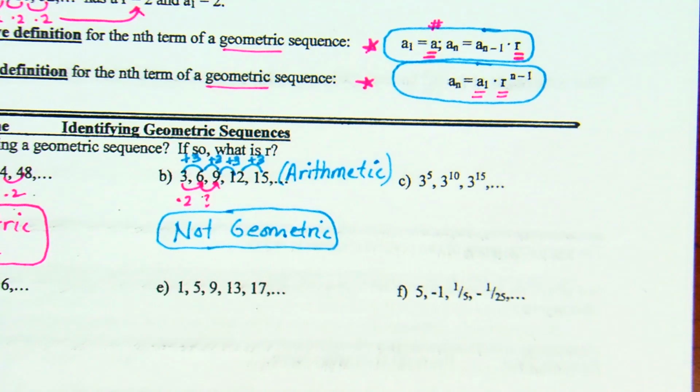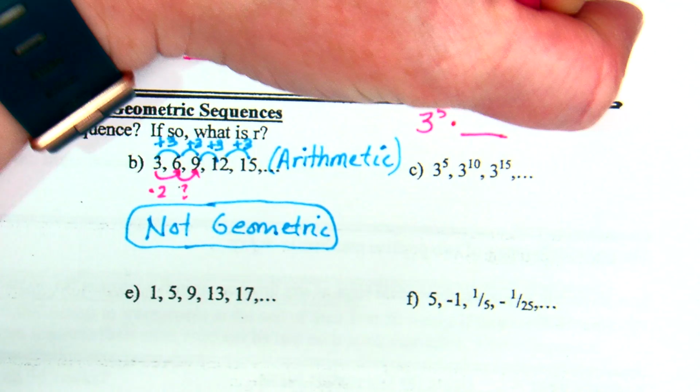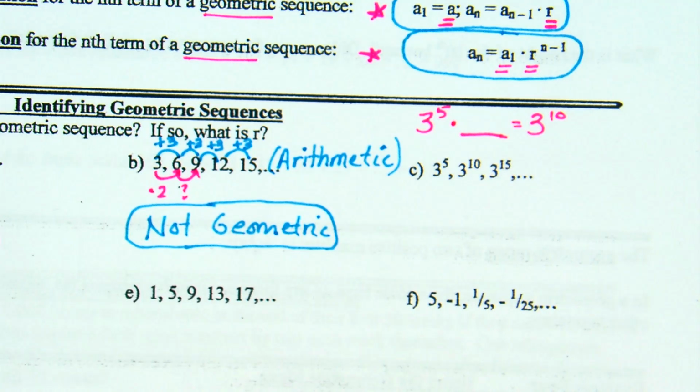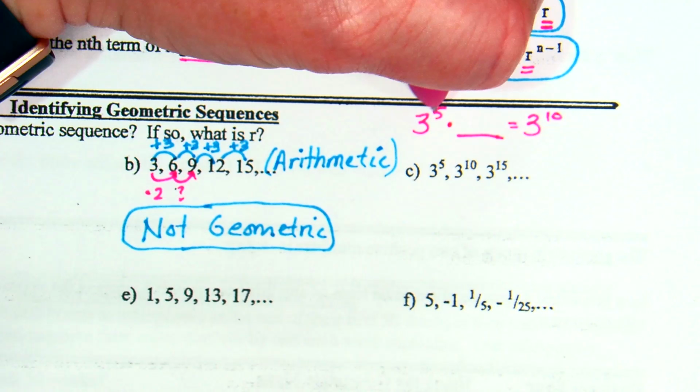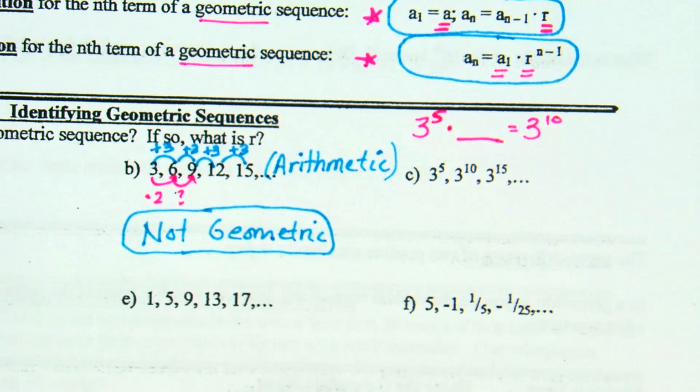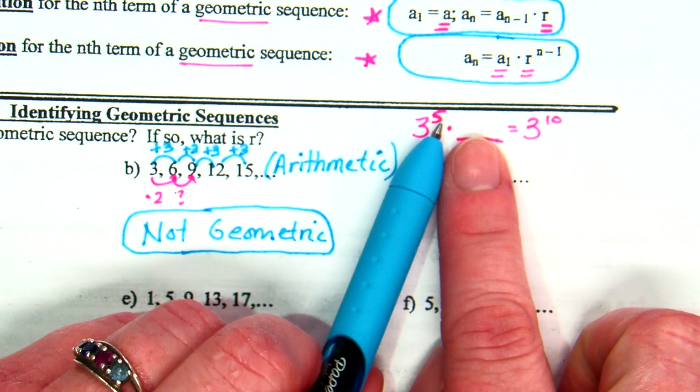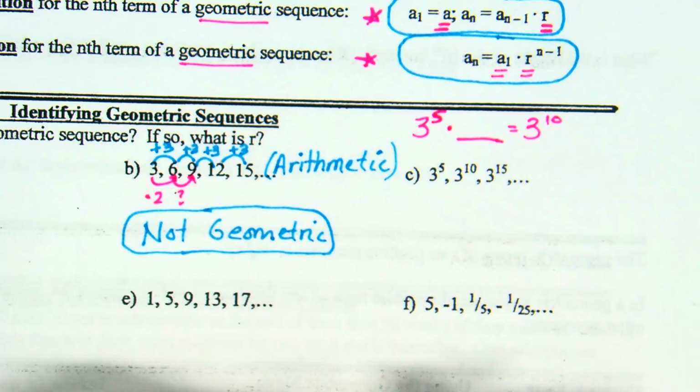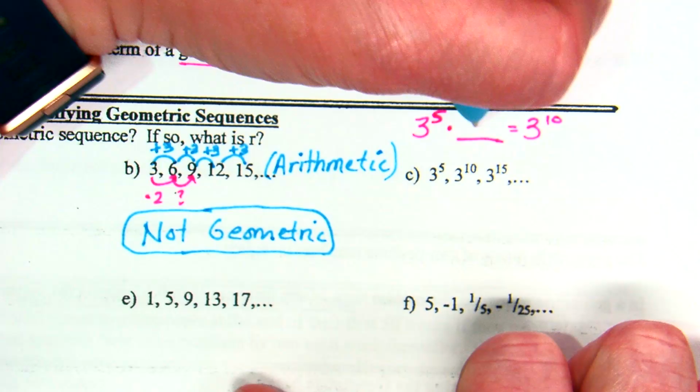Okay, so let's review some exponent rules here. The idea here is 3 to the 5th times what gives me 3 to the 10th, right? That's what I'm trying to figure out. If I'm trying to figure out 3 to the 5th times what is 3 to the 10th, how do we multiply when exponents are involved? You add the exponents as long as the bases are the same. So 5 plus what is going to be 10? 5. So does this make sense?